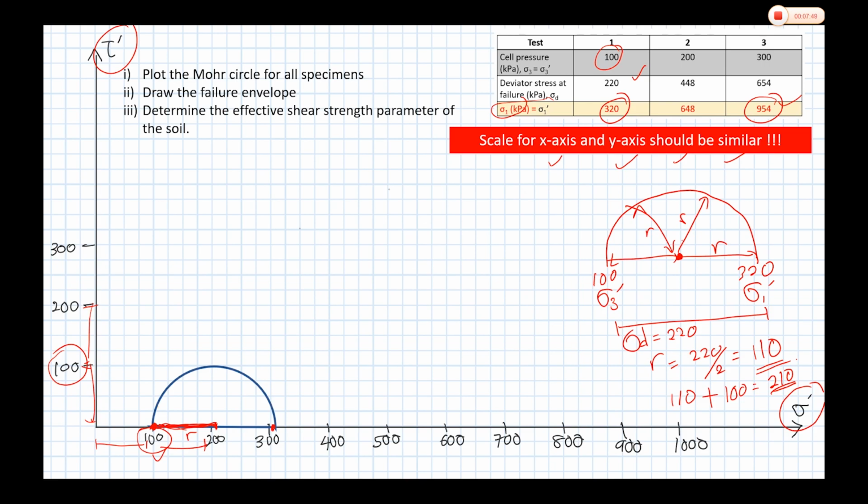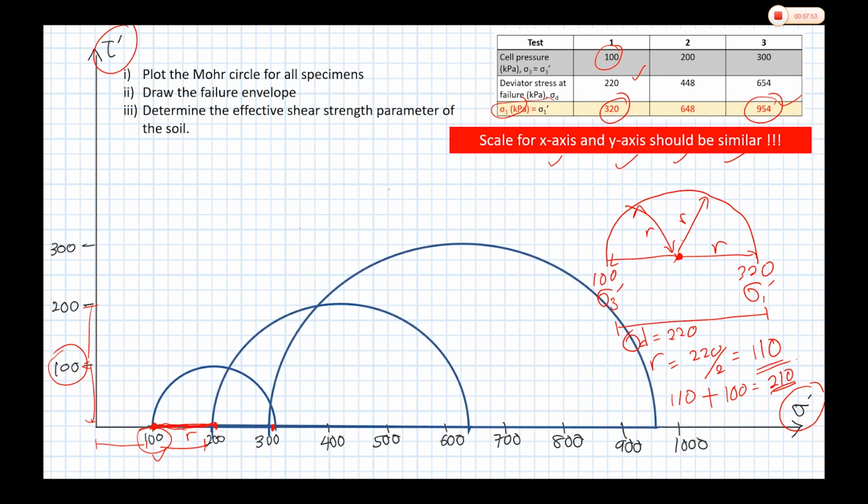Since we have 3 samples, you need to draw 3 Mohr circles on the same graph paper. Okay, now we have settled plotting all the Mohr circles. Now we need to draw the failure envelope. The failure envelope is tangent to the Mohr circles. So this is the failure envelope.